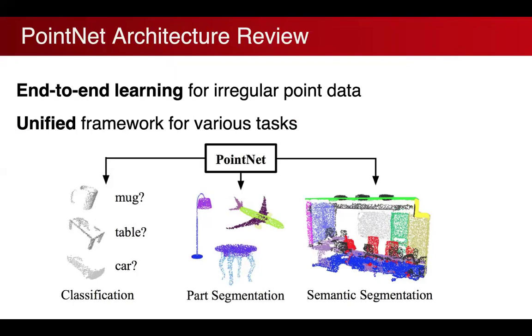The PointNet architecture does end-to-end learning from irregular point data. And as such, it is a unified framework for various tasks, such as classification, segmentation, both segmentation of parts and semantic segmentation, and also for shape synthesis from single images. And so it's a unified framework that uses a very simple data structure, just a set of points.